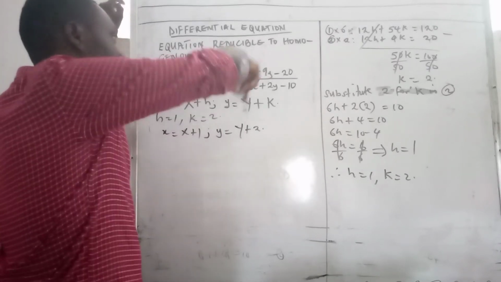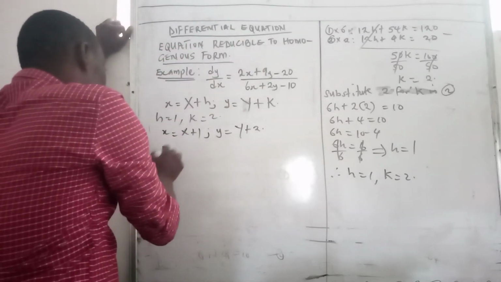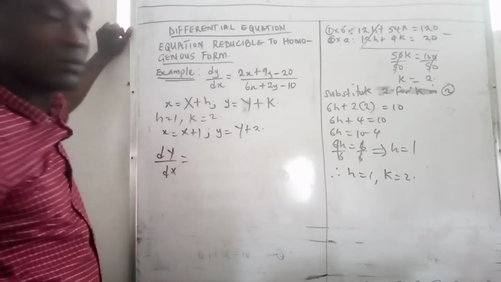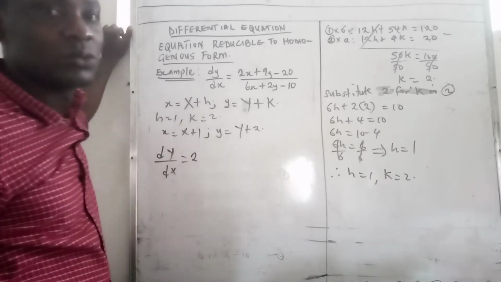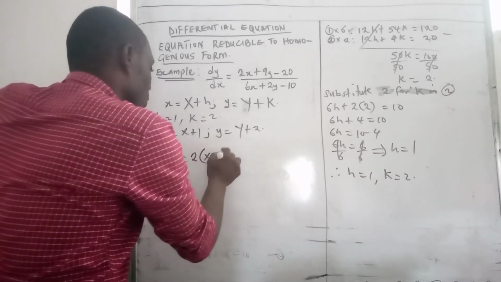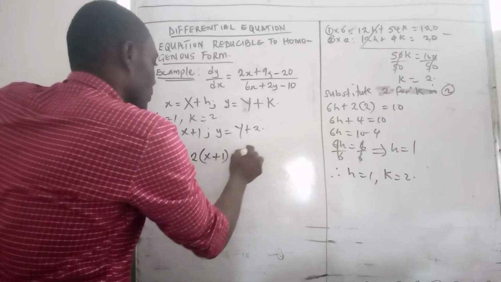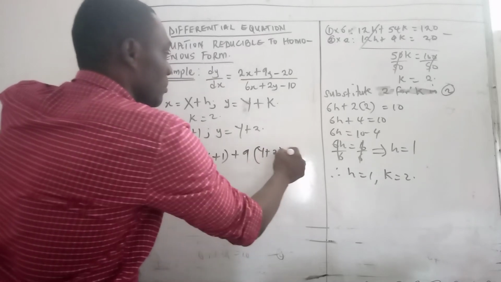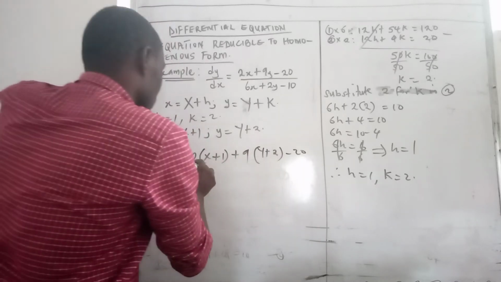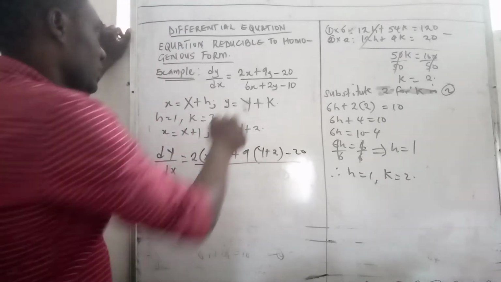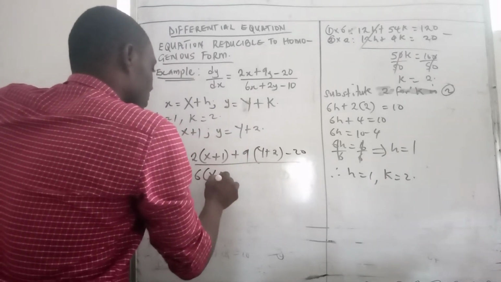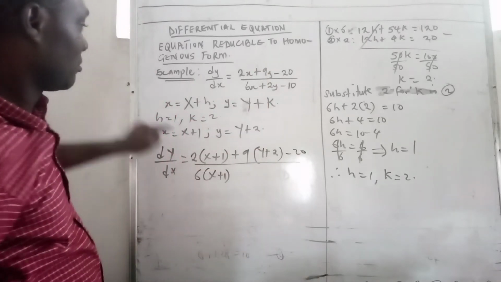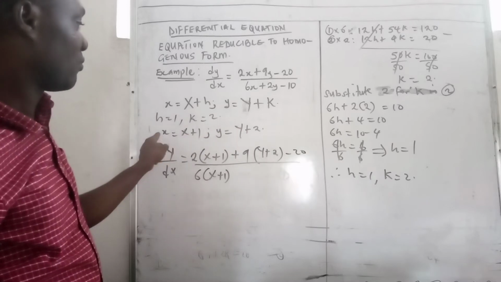So I'm going to have dY/dX equals 2 into (X plus 1) plus 9 into (Y plus 2) minus 20, all over 6 into (X plus 1). Of course, we will do the rest upward here. So we are going to do that. I'm just substituting these values for x and these values for y.